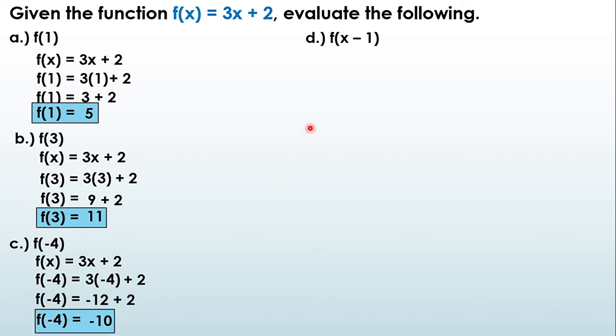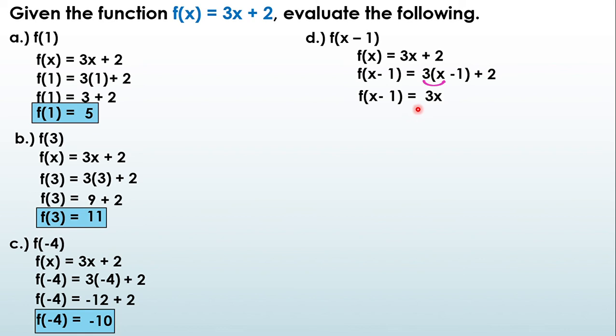Okay, for letter D, we have f of x minus 1. So, using the same function, f of x is equal to 3x plus 2. Evaluate f of x minus 1. Alright, so f of x minus 1 is equal to, replace x by x minus 1. So, we have 3 times x minus 1 plus 2. So, f of x minus 1 is equal to, by distributive property, multiply 3 times x, we have 3x. 3 times negative 1, we have negative 3, then plus 2.